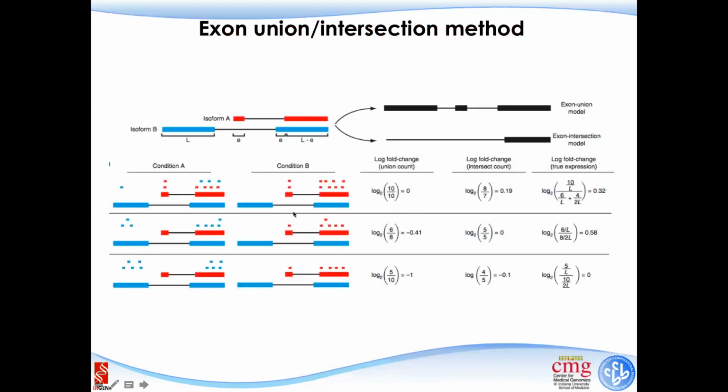So for the second case, just another extreme case. In condition A, all of the reads are from isoform B. In condition B, all the reads are from isoform A. So if you use union count, this is the total number of reads. Here are 1, 2, 3, 4, 5, 6, 7, 8 reads, and here are 6 reads. It's 6 by 8, which means the gene is downregulated in this condition.